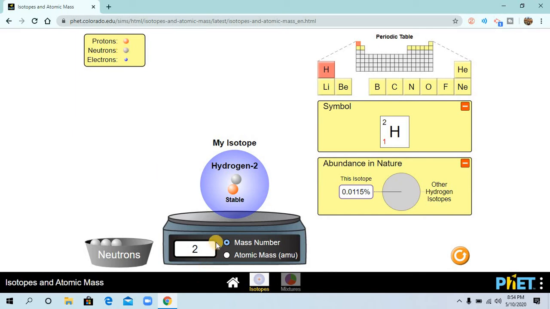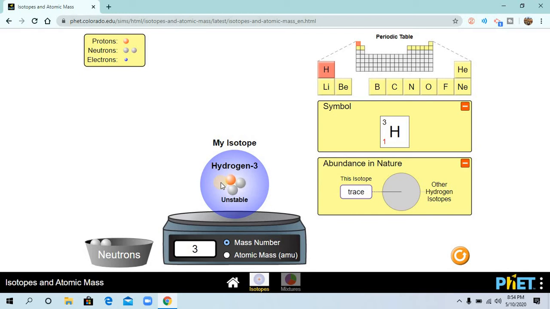You can even see over here in the balance that the mass number is 2 for hydrogen 2, and you can see it's stable. The percentage you'll get in the environment is about 0.0115%. Let's add one more neutron over here.